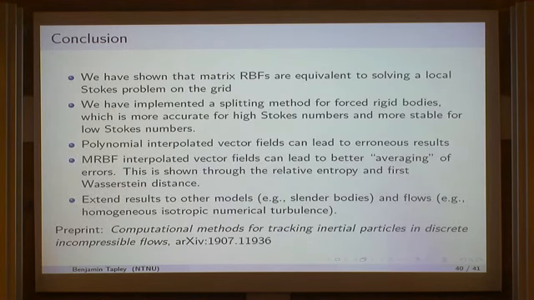So to conclude, we've shown that matrix rated basis functions are equivalent to solving the local Stokes problem on the grid. So this could somewhat explain why we get qualitatively better solutions. We use the splitting method, which was better than an Adams-Bashforth method. We see some erroneous results from polynomial interpolated vector fields. We get better averaging out of errors with MRBFs. And we'll extend these results to other models such as slender bodies, which we've been collaborating on with a PhD student from America.